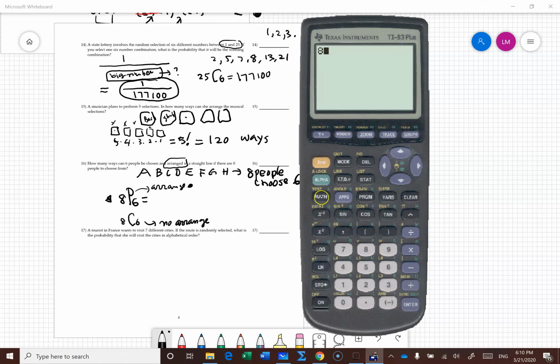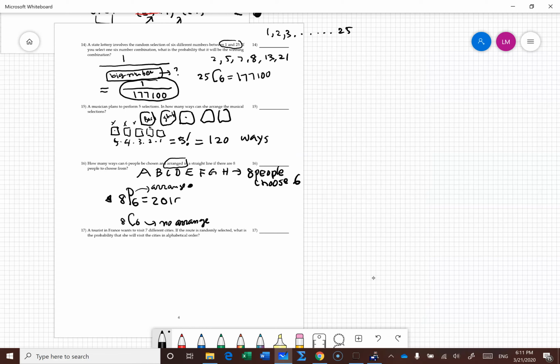8, math, probability. Oops, something wrong. Do it again, clear. 8, math, PRB, and then you go to number 2, nPr, 6. Okay, so this, oh my, are you serious? 20160. Wow. 20160 ways to do it.